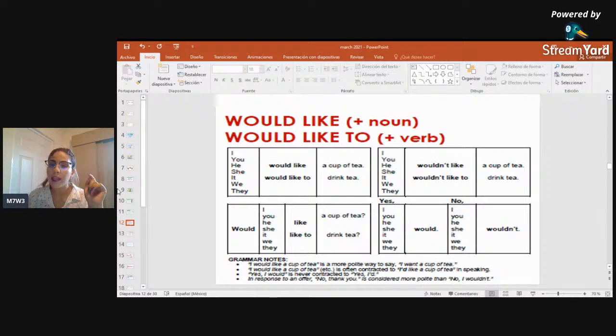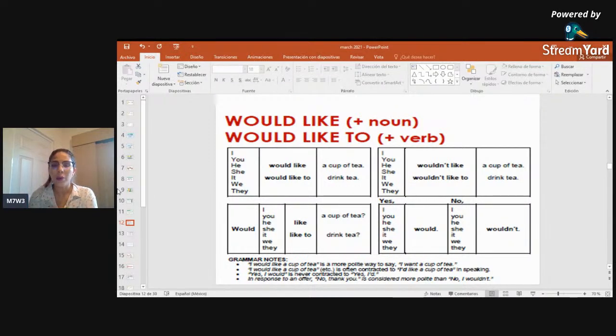Donde hay problema es cuando juntamos dos verbos. En este caso, ¿por qué me refiero a dos verbos? Porque, como les decía, el like casi siempre está. Es muy usual, pues, con el would, pero no siempre lo tenemos que usar con would o con like.